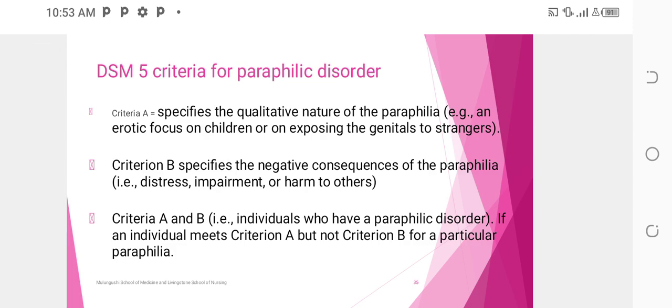Note that criteria A and B can be mixed in some individuals, but in other individuals who have a paraphilic disorder, if an individual meets criteria A but does not meet criteria B for a particular paraphilia, we cannot consider it as a paraphilic disorder. So the etiology is unknown.